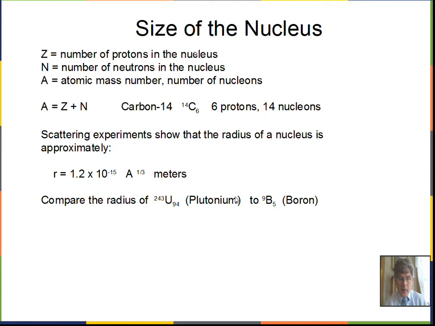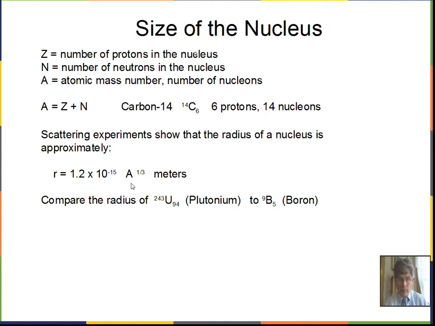The radius goes as A to the cube root. And the cube root of 27 is what number? 3. 3 times 3 times 3 gives us 27. So this uranium nucleus is 3 times larger than the boron nucleus. It's kind of amazing. There's not much change in the size of the nuclei across the periodic table. Uranium is near the end of the periodic table. Boron is close to the front. But the A numbers differ by a factor of 27. The size only differs by a factor of 3 because of this cube root factor.